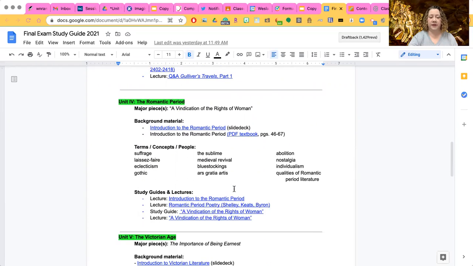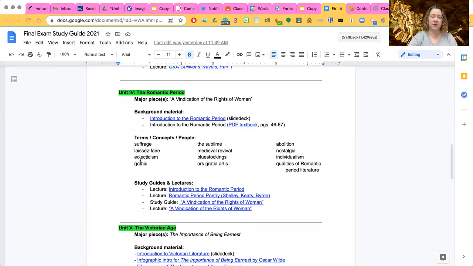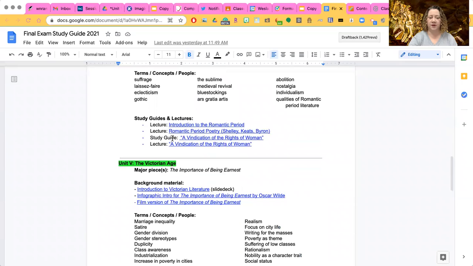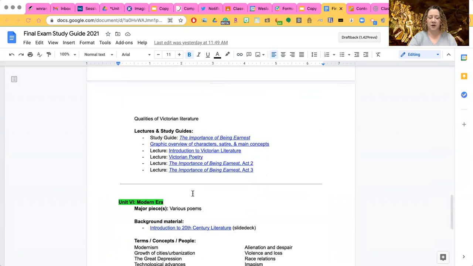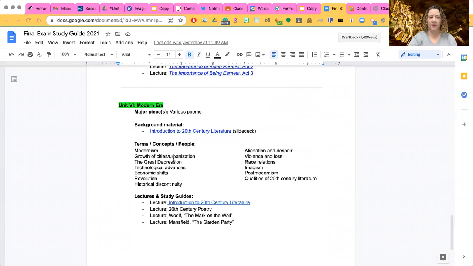So then the romantic period, same thing. Here are the terms that you need to study because these are the ones that are going to pop out on the test. Here's the background material. Here are the different lectures and study guides, and then the Victorians, same setup. And then the modern era. Now the modern era, I haven't put all the links in here because I'm still finishing that up today with the poetry and then next week with 2 pieces of fiction. So I'll put that stuff in there as it happens, but I can't put it in there yet. But the terms are here.